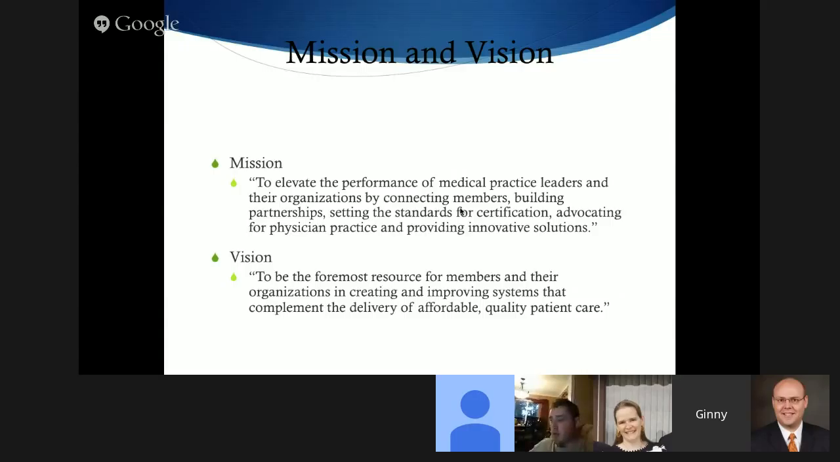And their mission is to elevate the performance of medical practice leaders and their organizations by connecting members, building partnerships, setting standards for certification, advocating for physician practice, and providing innovative solutions. Their vision is to be the foremost resource for members and their organizations in creating and improving systems that complement the delivery of affordable, quality patient care. I thought that was a great vision for that medical group management association there.